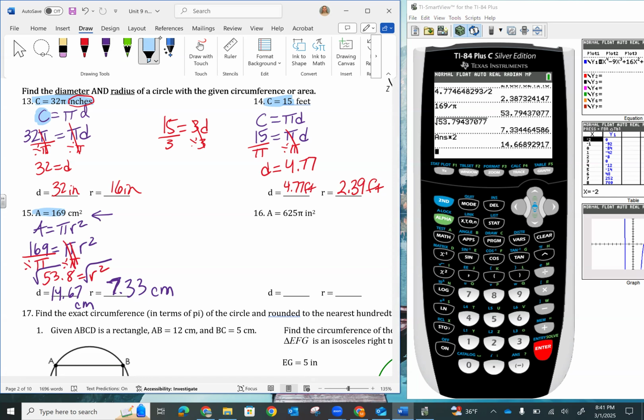Here, the next question, they give us the area is 625 pi. Now, be careful to watch for that. That pi is part of the value of area. And so we know that area equals pi times radius squared. And so for the area, 625 pi equals pi r squared.